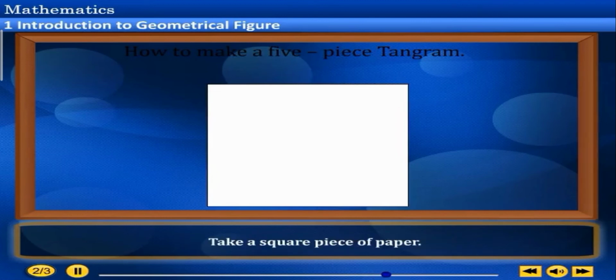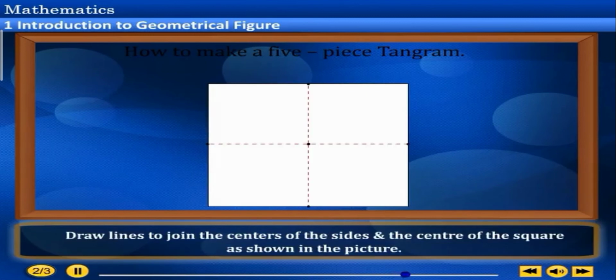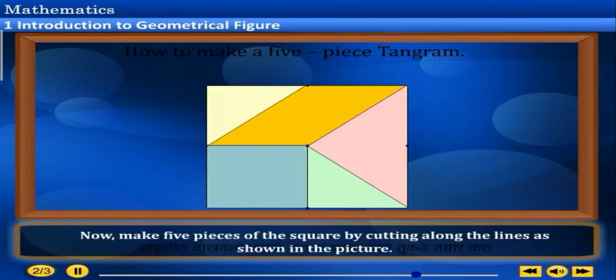Take a square piece of paper. Find the center of the paper by folding it twice. Also mark the centers of all the 4 edges. Draw lines to join the centers of the sides and the center of the square as shown in the picture. Now make 5 pieces of the square by cutting along the lines as shown in the picture.